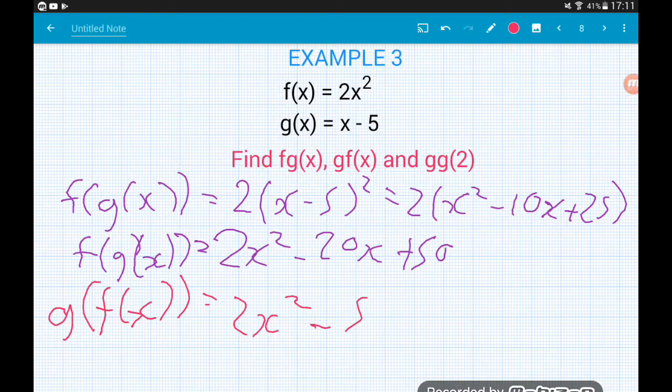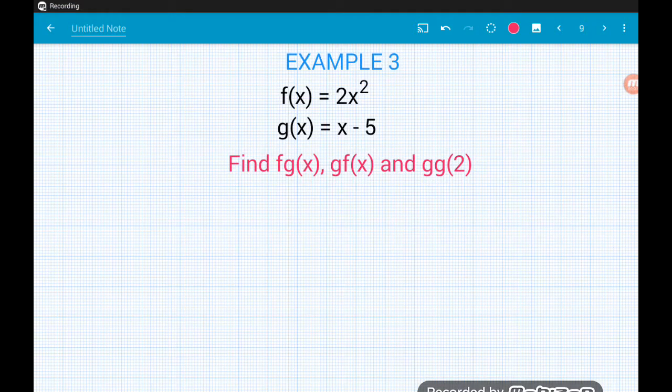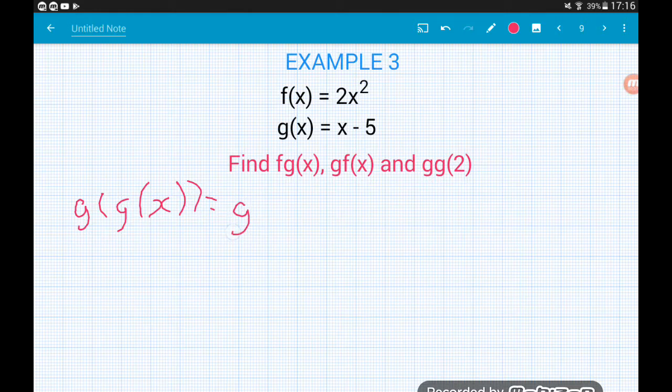Okay, let's look at finding g g of 2. As promised, I'll roll through both methods of finding g g of 2. So let's first of all find g g of x, the method I would recommend against. That's saying g of g of x, we're substituting the g function into the g function. So we're taking g of x minus 5. The x in the g function becomes x minus 5.